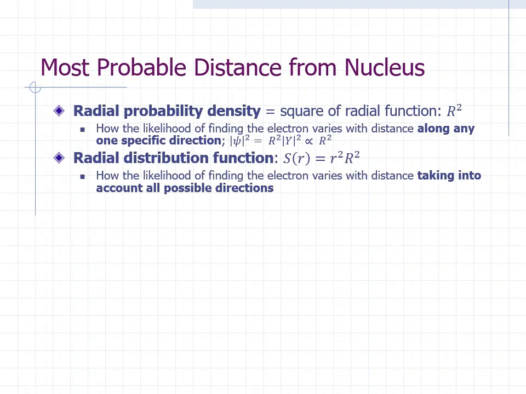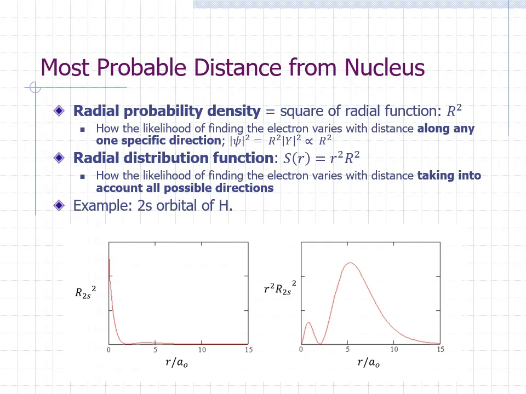However, if we want to determine the most probable distance, taking into account all possible directions, we have to use the radial distribution function. For example, consider the 2s orbital of hydrogen. On the left, we have a plot of the radial probability density, big R squared versus distance in Bohr. On the right, we have a plot of the radial distribution function, little r squared times big R squared versus distance in Bohr. We can say from the radial probability density that we are most likely to find the electron at the nucleus, that is, at r equal to 0 for any given direction.